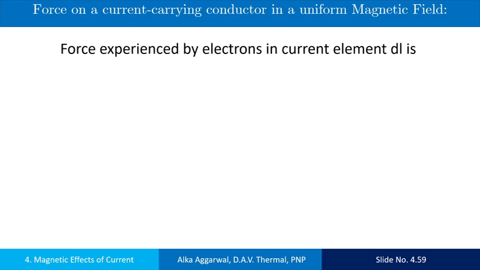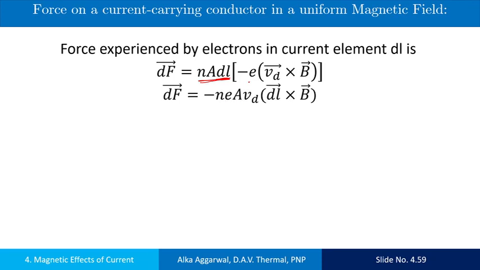Now, the force experienced by all the electrons in a current element dl. It is for the current element, that green color element, the charge, number of electrons in the element dl. Number of electrons multiplied by the charge gives the total charge. And it is Vd cross B. The Q, total charge, velocity into magnetic field for the green color element. Now dF is equal to this.